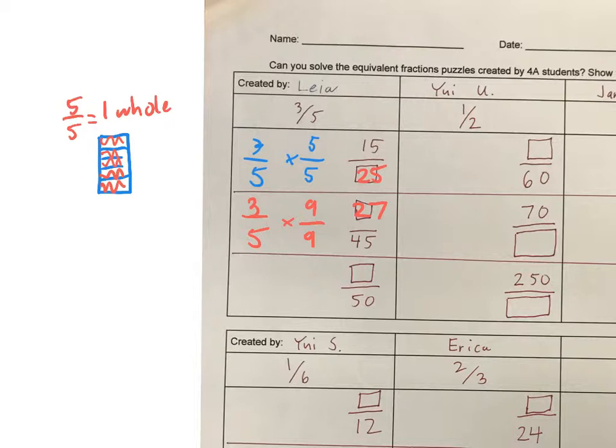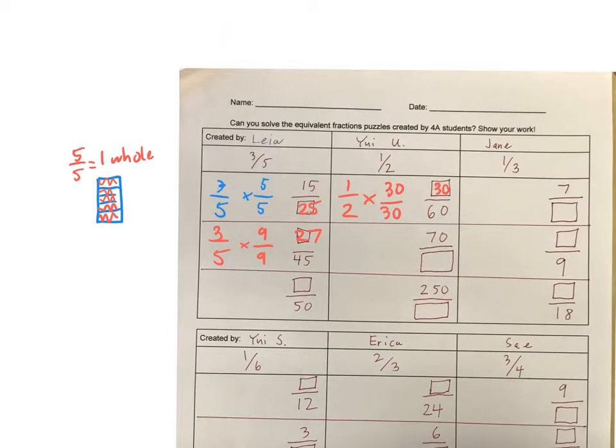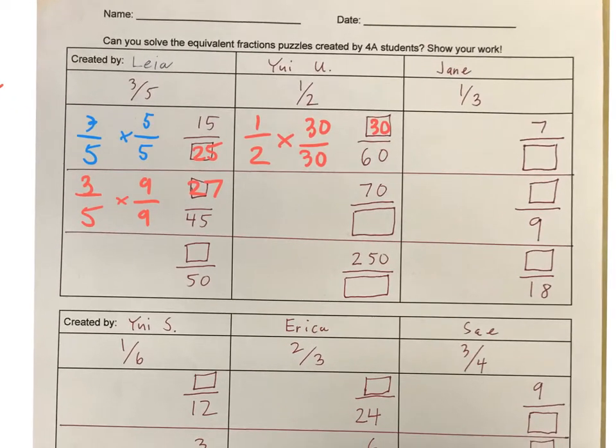Yui's, she's got 1/2. So 2 times what will give us 60? It's going to be 30. So 1 times 30 is 30/60. One trick for 1/2 though, you'll notice because it's 1 and double underneath, the denominator will always just be double the numerator. So double that and you've got this. Double this 250 and you've got your answer there. Let's see, I don't know if we need to do all of these. Maybe I'll just do one of each person.